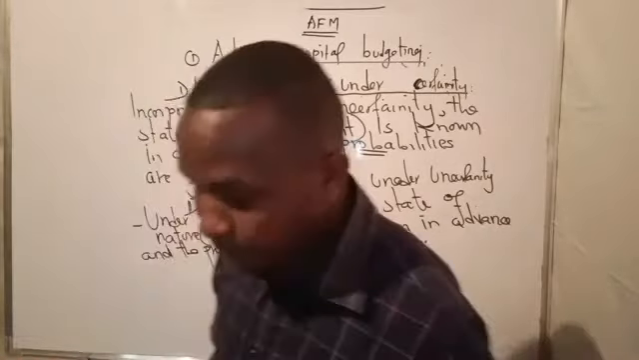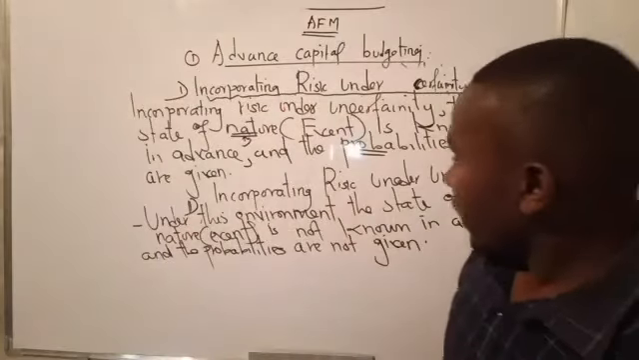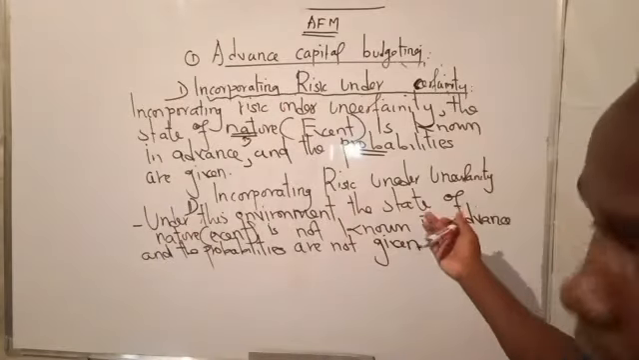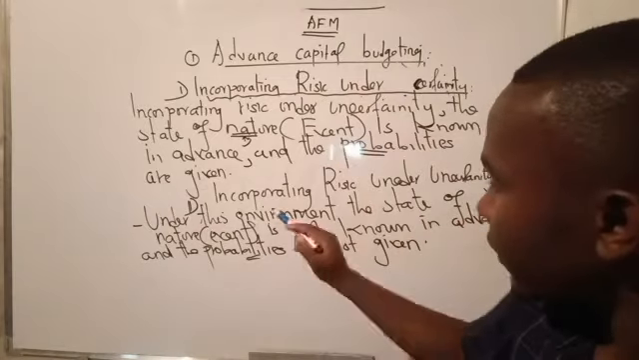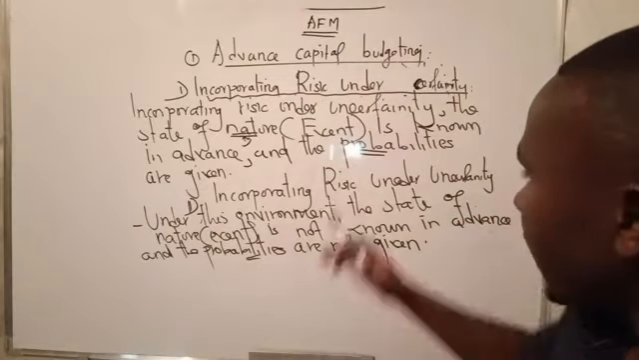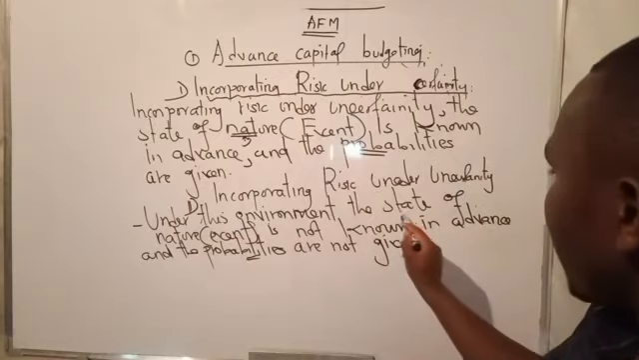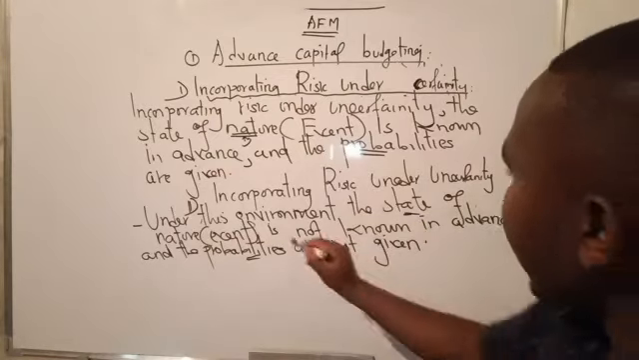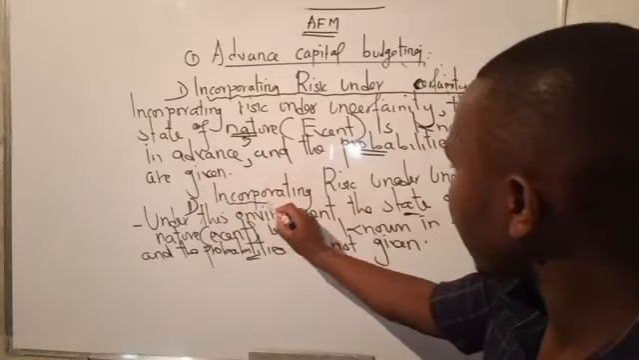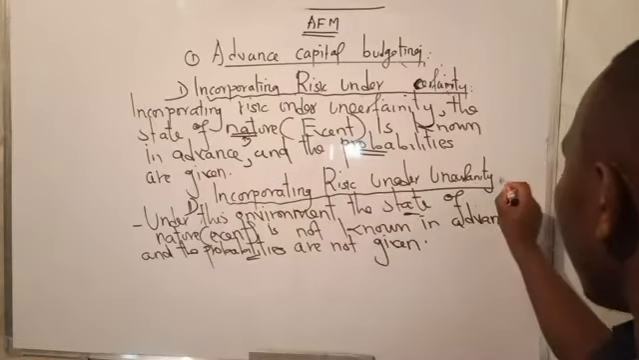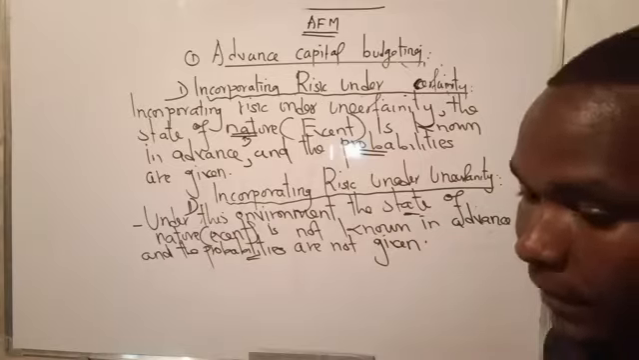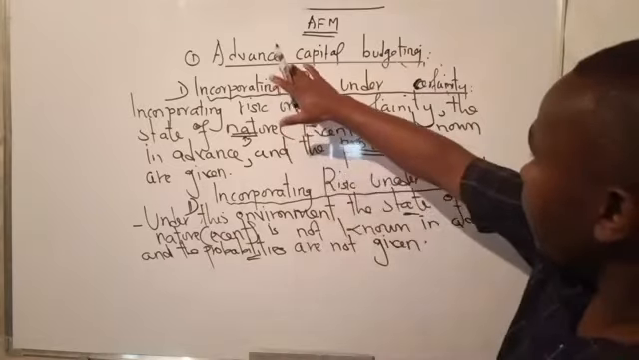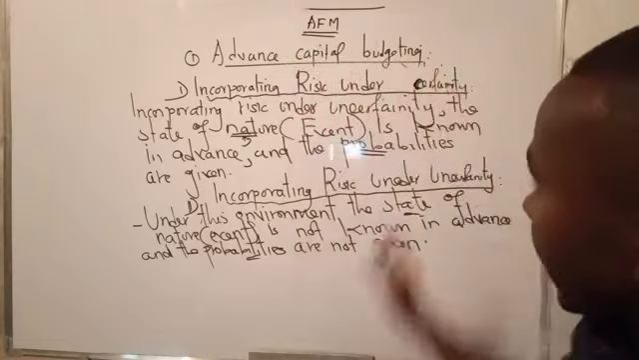So this one, we don't know what will happen tomorrow, and the probabilities are not given. We will not be given the probability, and also we will not know what will happen. That is incorporating risk under uncertainty.